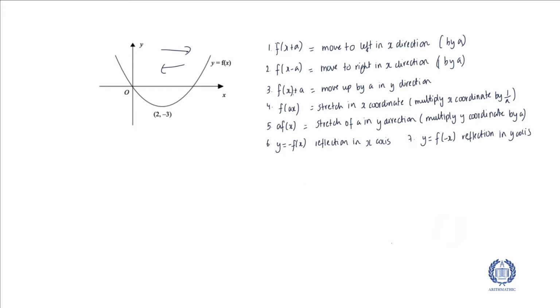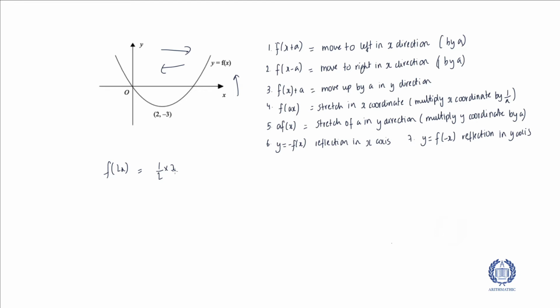And then the third one, f of x plus a: all this means is we're shifting the graph up. So we're going up by a. For example, if it's f of x plus 5, a is 5, so we're moving 5 places up. And then for number 4, f of ax in brackets, what we're doing essentially is multiplying the x coordinate by 1 over a. For example, if I have f of 2x, I'm going to multiply my x coordinate by a half. So whatever your x coordinate is, say it's 2, you multiply by half.